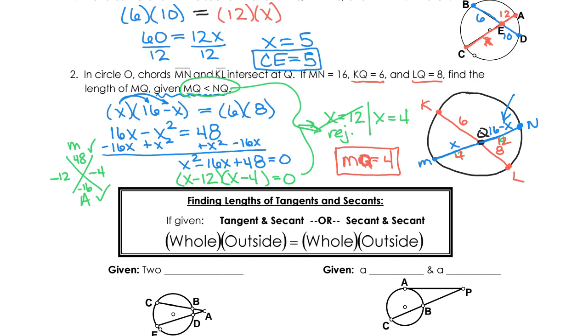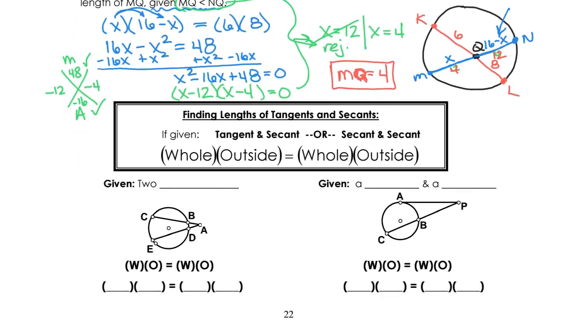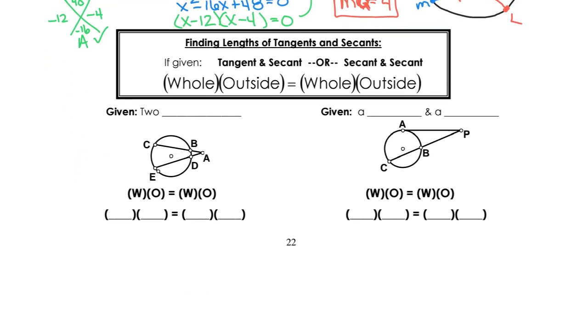All right, okay guys, so that's what we do with chords and lengths of them. We do part times part equals part times part. Now these follow a little bit of a different formula. This is for finding lengths of tangents and secants. So it's for tangent and secant or two secants. It doesn't work for two tangents because remember, two tangents are equal, like the ice cream cone.